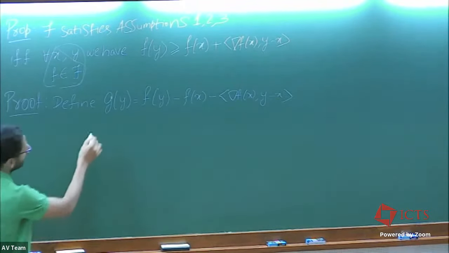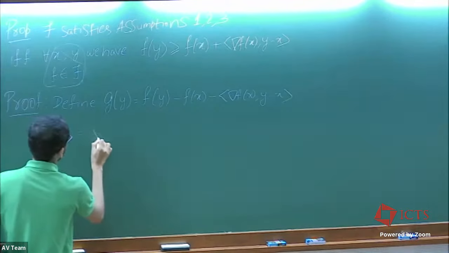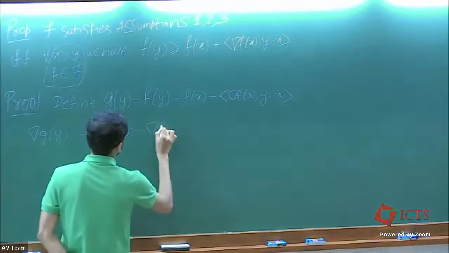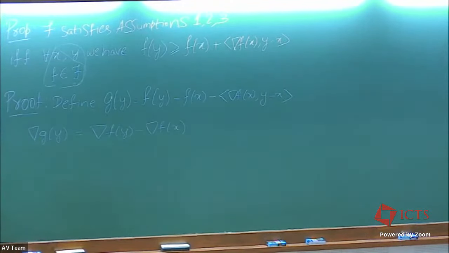Okay, so this is a function of y. So the gradient of g with respect to y is nothing but grad f of y minus grad f of x. Okay, so if f satisfies all these three assumptions, so you're also assuming that all functions are smooth at this point, at least the gradient.